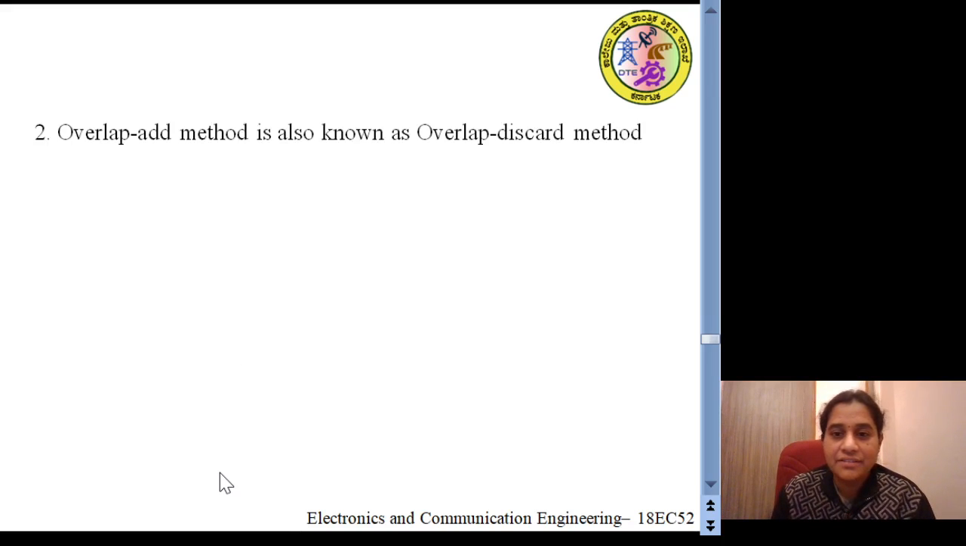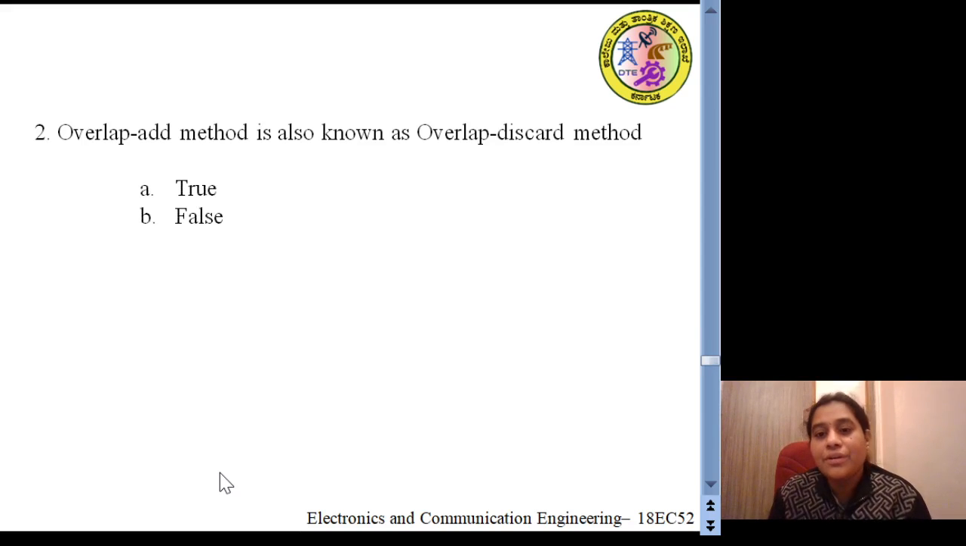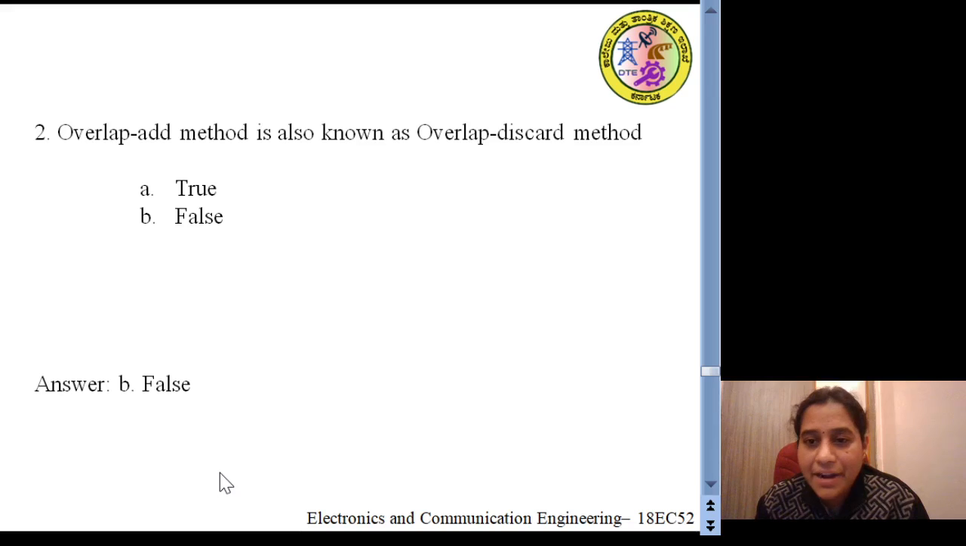So next question. The overlap add method is also known as the overlap discard method. Let us check the options. Is it true or false? We are not discarding anything here. Instead, what we are doing is merging, overlapping, and adding. Right? So the answer is false. Option B is the answer. So the overlap add method is not an overlap discard method.